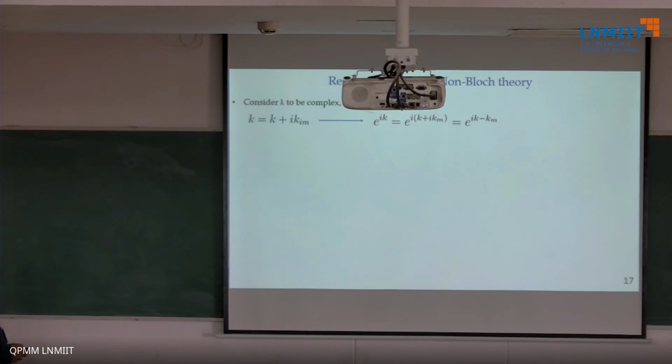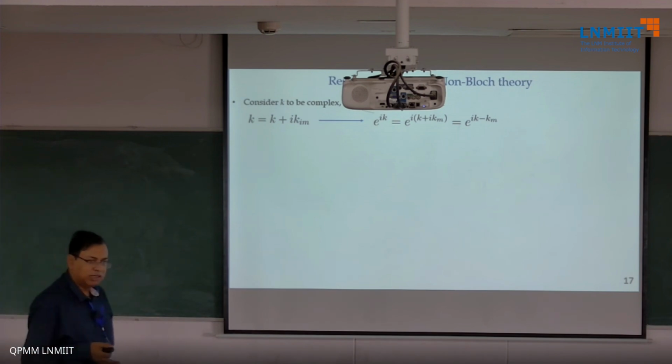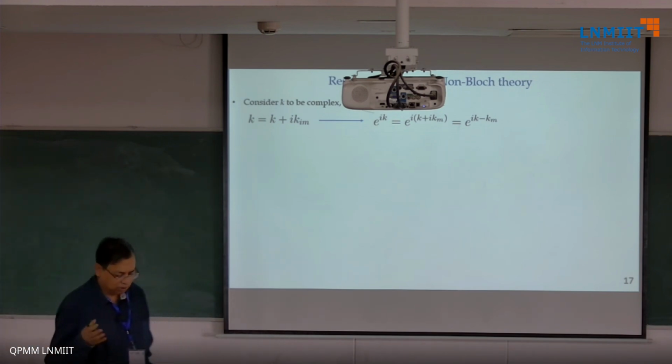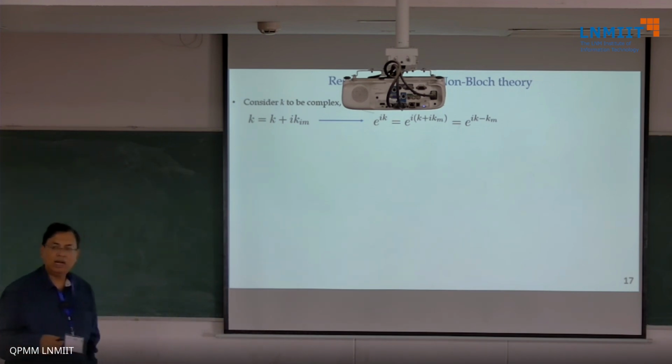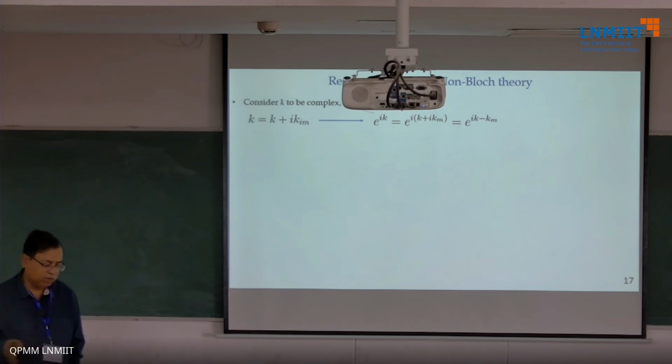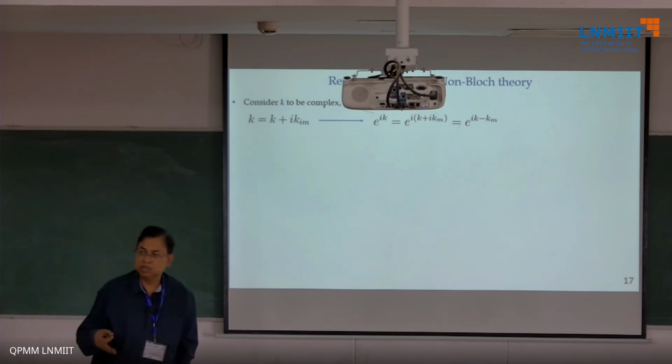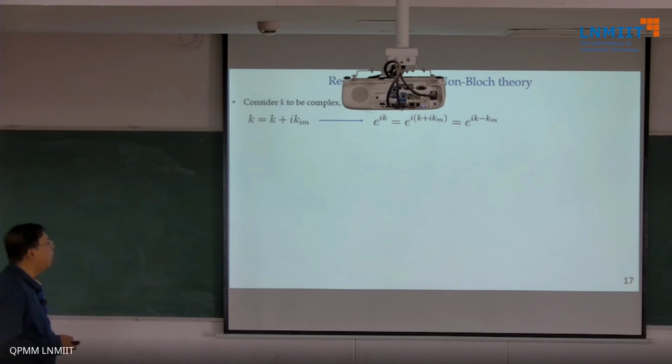So what we can do is this, which is slightly technical. It's called non-Bloch theory. In Bloch theory, we all know that k is a real variable, with translational invariance. You can write down the wave function as a Bloch function and so on.